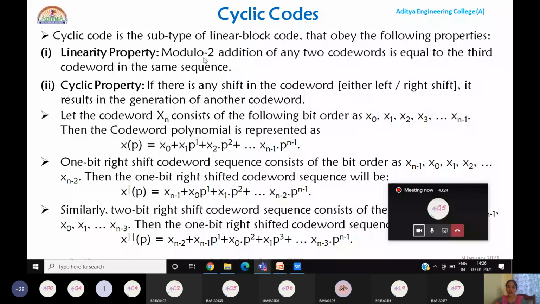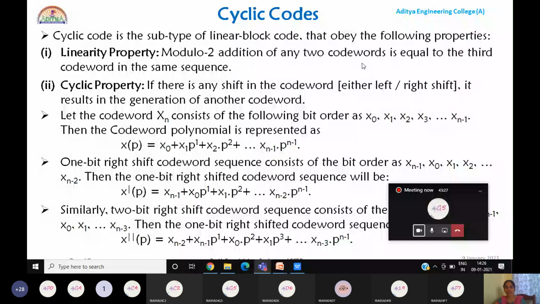The first property is modulo 2 addition of any two code words. What is the code word length? N. Each code word length is N. So modulo 2 addition of any two code words is equal to the third code word in the same sequence. That is the first property, the linearity property. And the second property is the cyclic property.